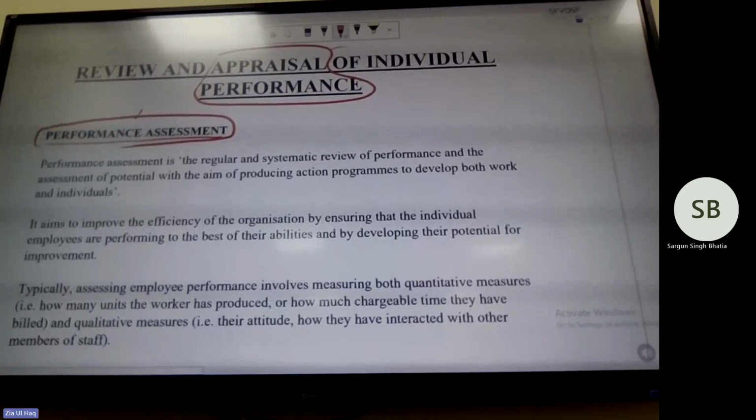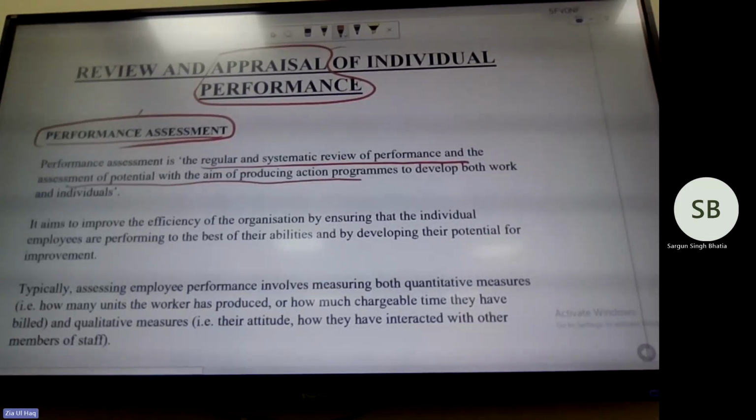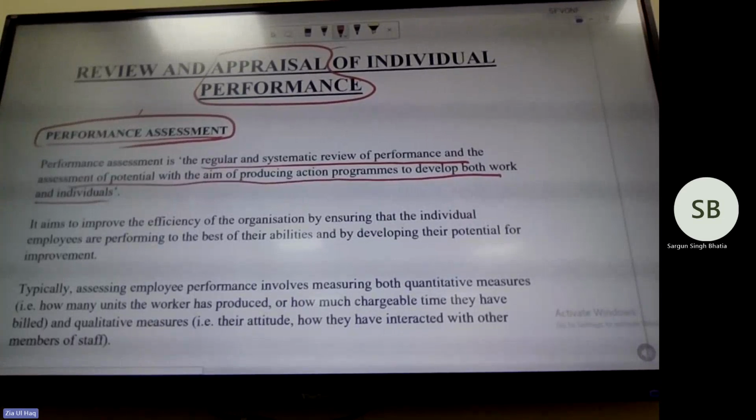So what is performance assessment? It is a regular and systematic review of performance and the assessment of the potential, with the aim of producing an action program to develop both work and individual. I mean, whether we need to make changes to the employee's training or whether we need to make a change to the work or not. Obviously, if everything has been met as per target, there is no need to change. If not met, this means changes are required.